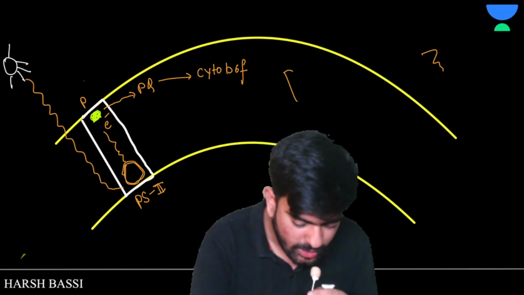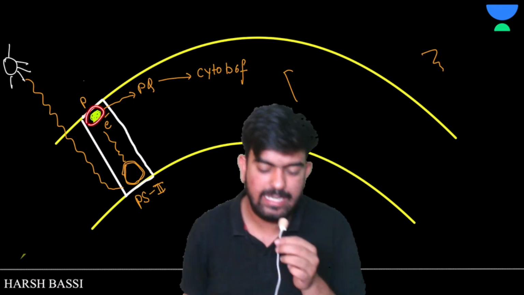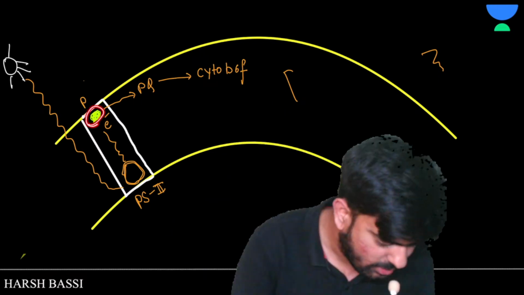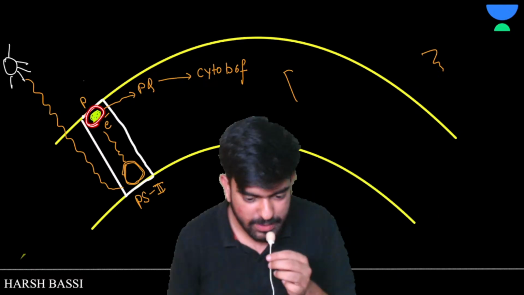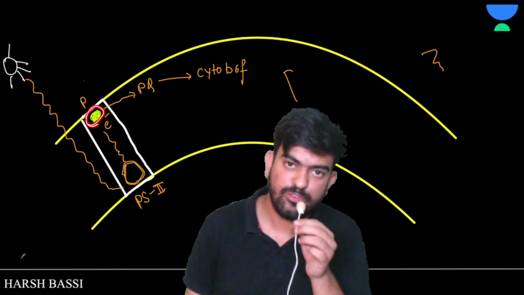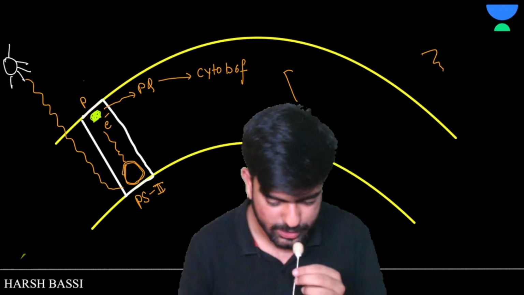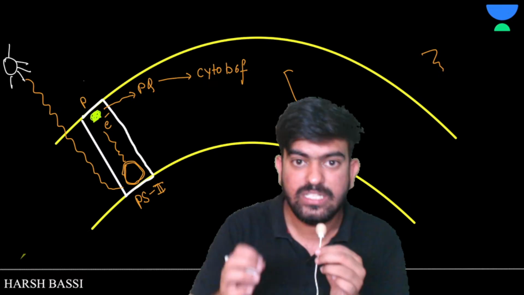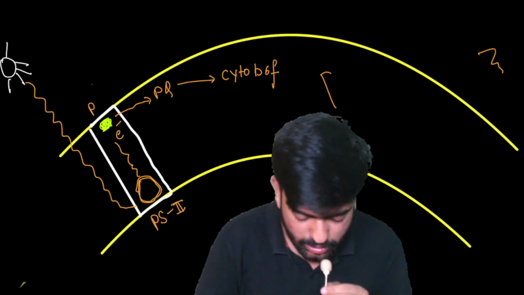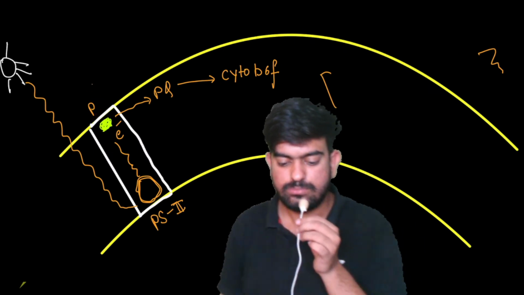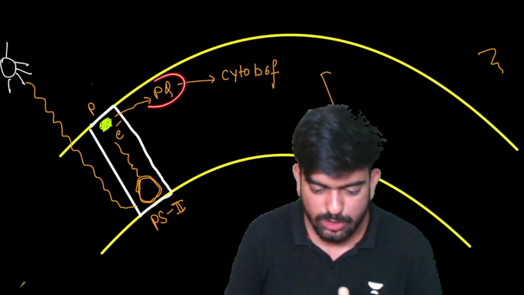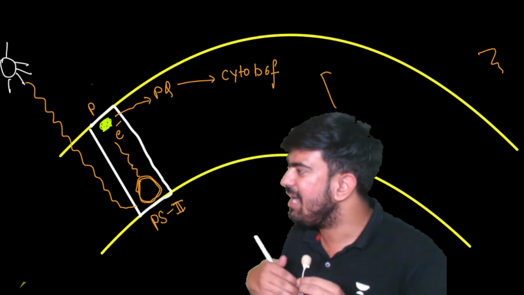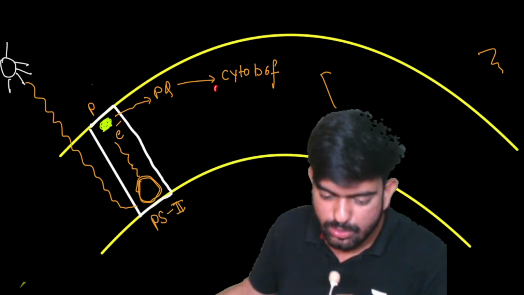This electron is going to be captured by a primary electron acceptor, and the name for this primary electron acceptor is pheophytene. Okay, done, sir. This much we have understood. Now after that, what is going to happen? After that, pheophytene will give the electron to the plastoquinone. This plastoquinone will be like, I also don't need this electron. I'm also going to transfer this electron to the cytochrome B6.